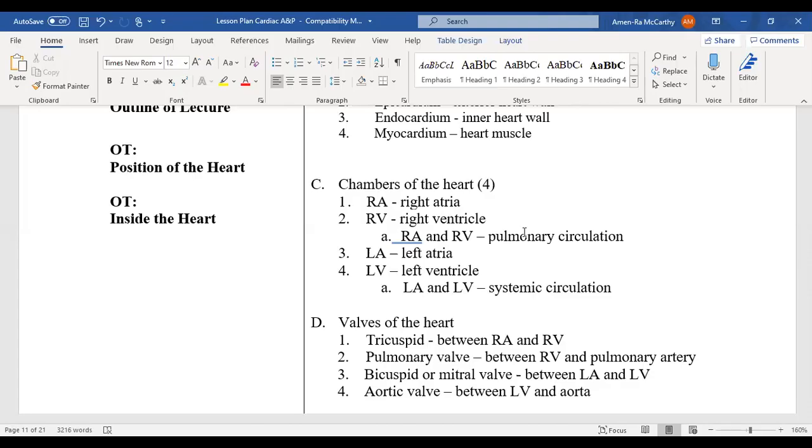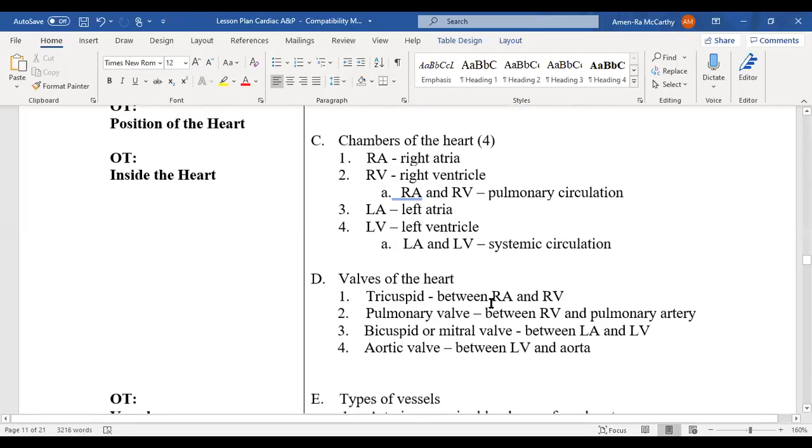Then we have the lungs, and blood comes back to the heart via the pulmonary veins, right? Here and here, pulmonary veins. They go into the left atrium, down through the bicuspid valve into the left ventricle, then through the aortic valve into the aorta, and then to the body. That is the blood flow through the heart. Make sure you know which side is which. The right side is the pulmonary circulation, the left side is the systemic circulation.